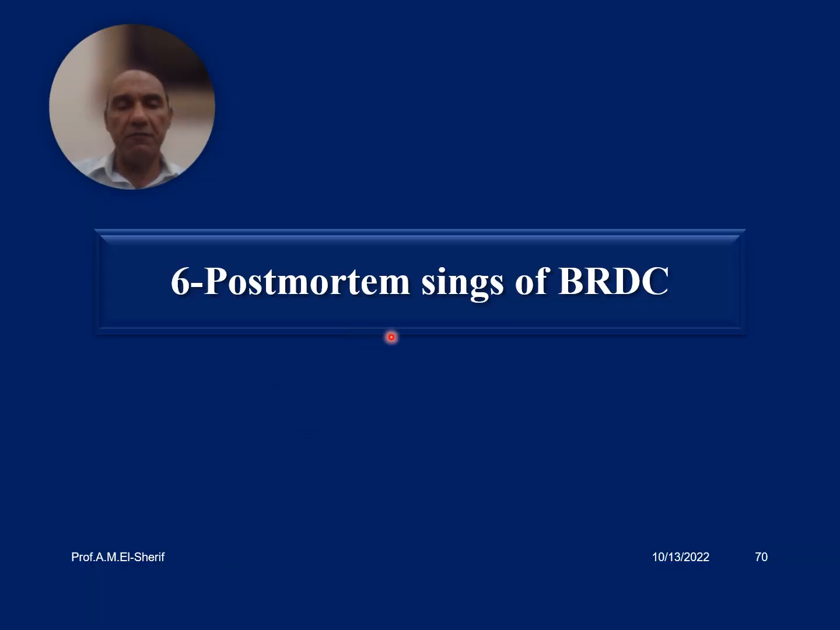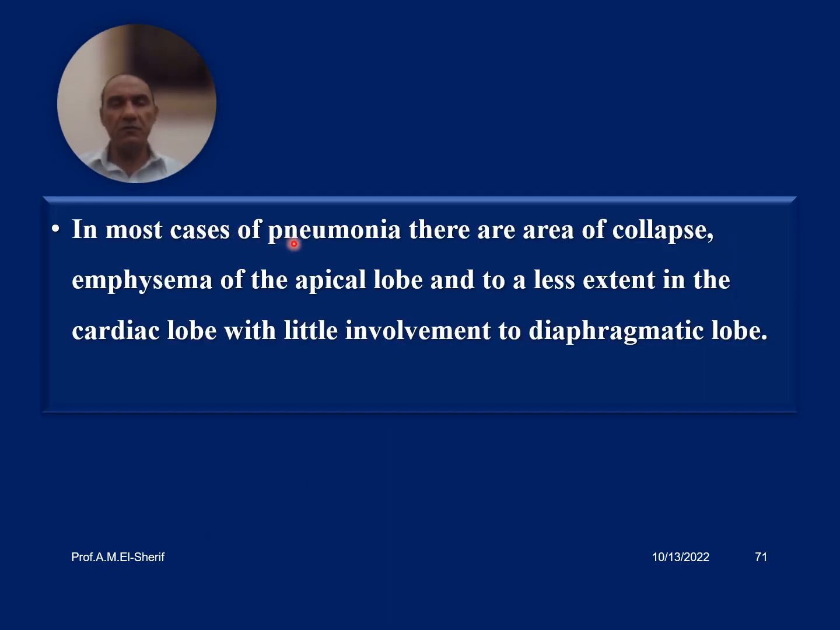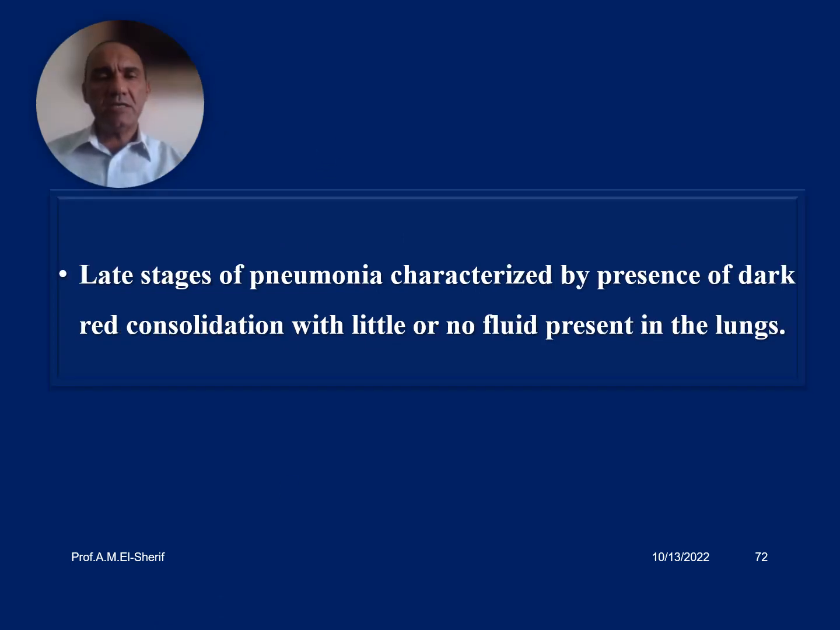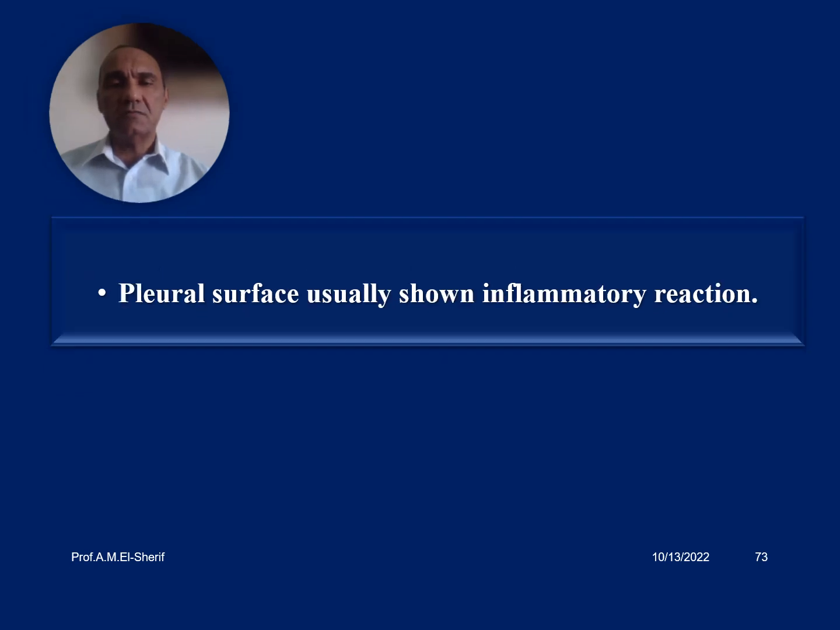Post-mortem signs of bovine respiratory disease complex. In most cases of pneumonia, there are areas of collapse and emphysema of the apical lobe, and to a lesser extent in the cardiac lobes, with little involvement of the diaphragmatic lobes. Late stages of pneumonia are characterized by dark red consolidation with little or no fluid present in the lungs. The pleural surface usually shows an inflammatory reaction.